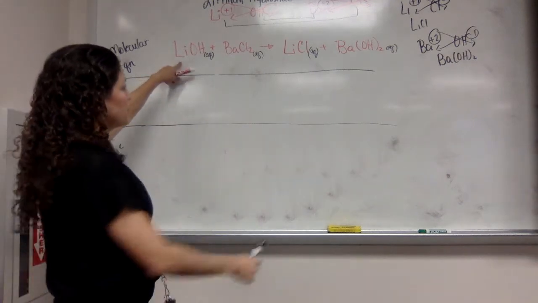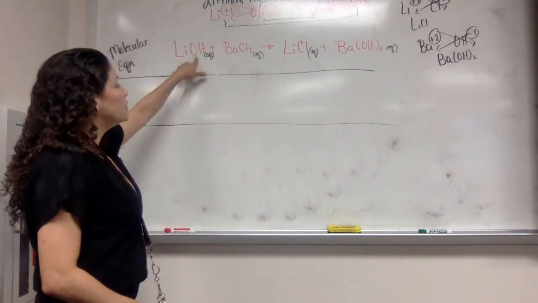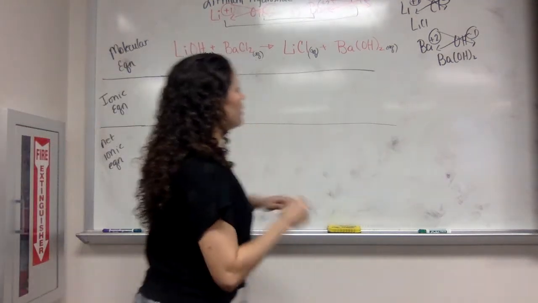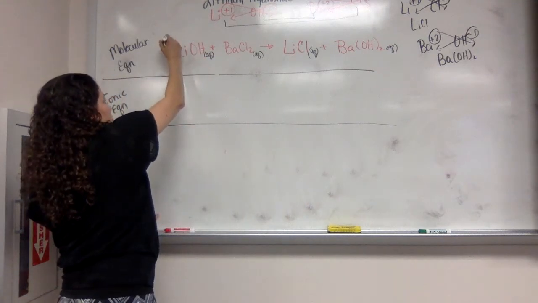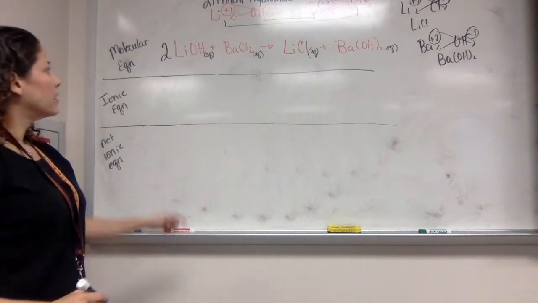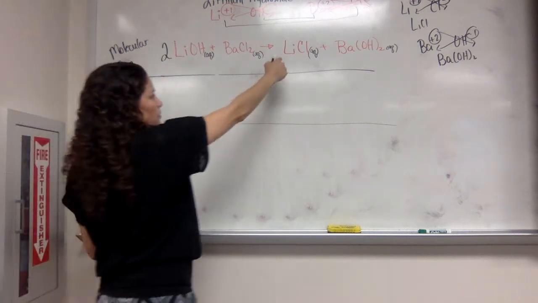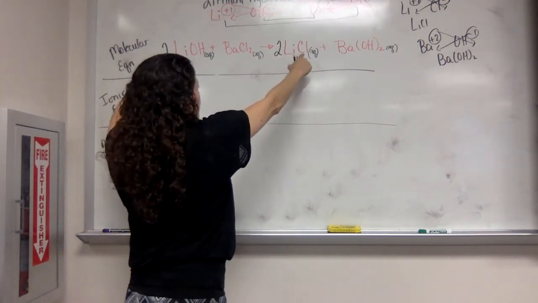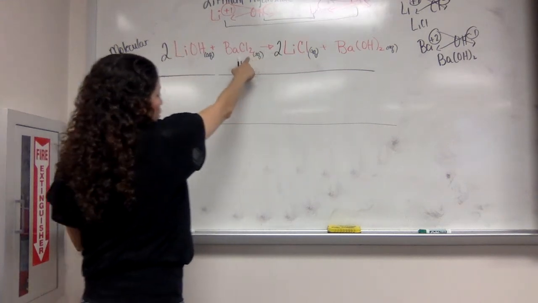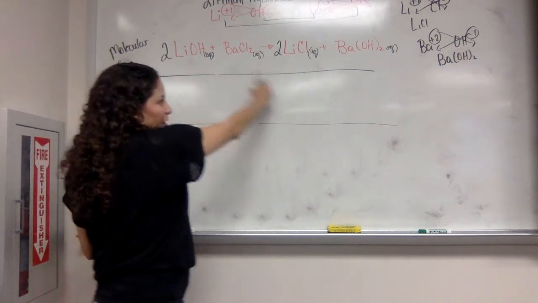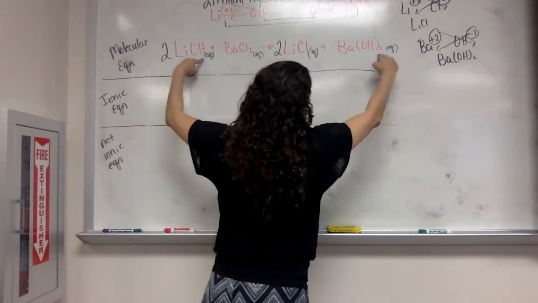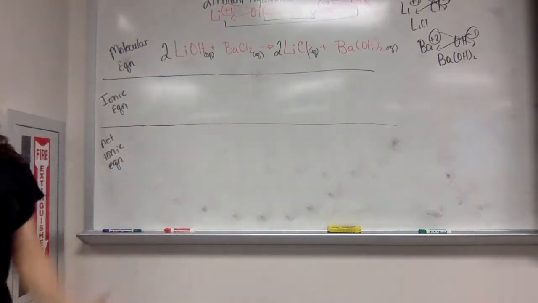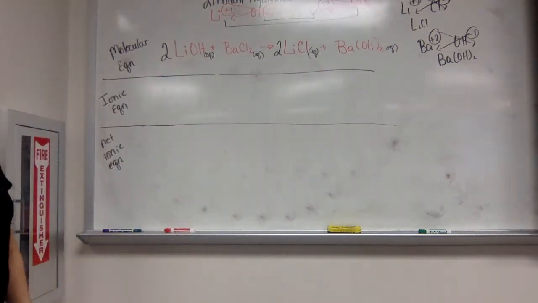I have 1 lithium here, 1 lithium there. Cool. 1 hydroxide, 2 there. So I'm going to put a coefficient of 2 here. Now I have 2 lithiums, but I only have 1, so I'll put a coefficient of 2 here. So 2 lithiums, 2 lithiums. 2 chlorides, I've got 2 chlorides. Beautiful. 1 barium, 1 barium. 2 hydroxides, 2 hydroxides. Whew, the easy part of this.